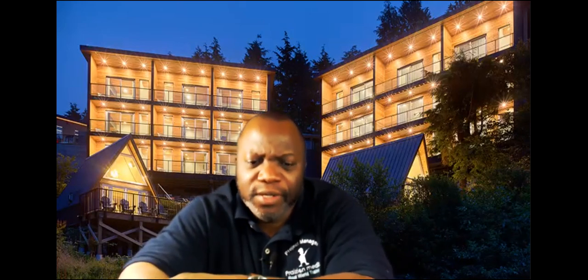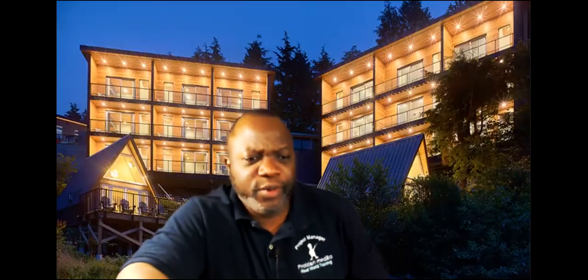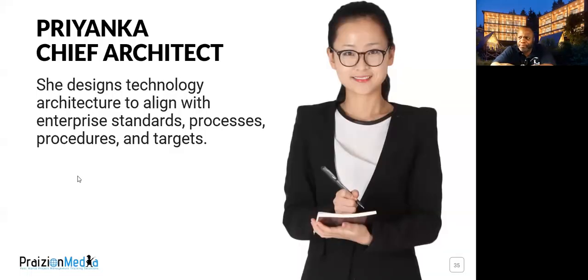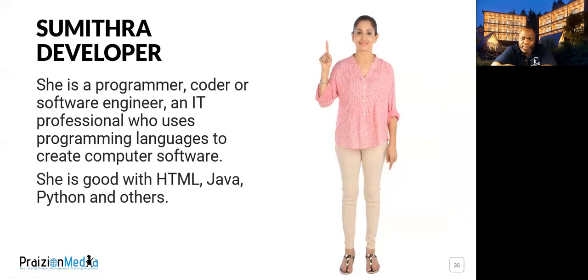One of the other people working on this project is a developer. I want you to meet our developer. We call her Sumi. She works on programming code. We call her a coder, software engineer, IT professional. The bottom line is she's really good with HTML. I know some people think it's obsolete, but a lot of companies still use HTML, Java, and she's also good with Python. Our next team member is Isha.